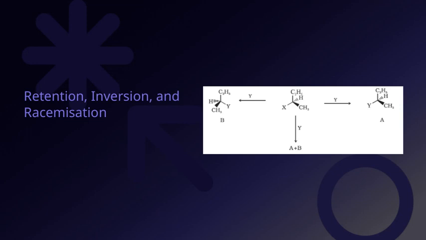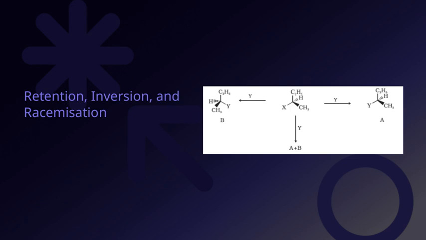Let's take a closer look at retention, inversion, and racemization, which are all fascinating aspects of stereochemistry. First, retention refers to the preservation of the original configuration of a chiral center during a chemical reaction. So, if you start with a specific stereoisomer, retention means you end up with the same stereoisomer after the reaction. On the other hand, inversion involves a complete flip of stereochemistry at the chiral center, similar to turning a glove inside out. This often occurs in nucleophilic substitution reactions, especially SN2 mechanisms.